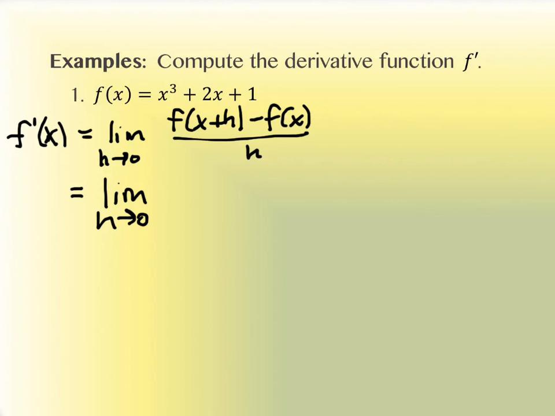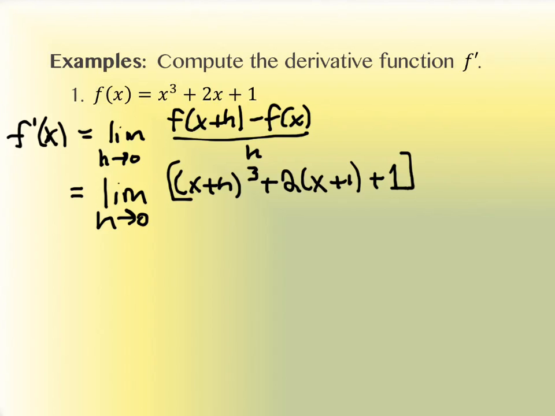F of x plus h means taking the function f of x, and everywhere it has x, I replace the x with x plus h. So I'm going to have x plus h cubed plus 2 times x plus h plus 1. All of this came from here. That is the f of x plus h.